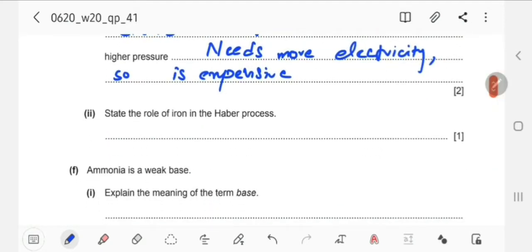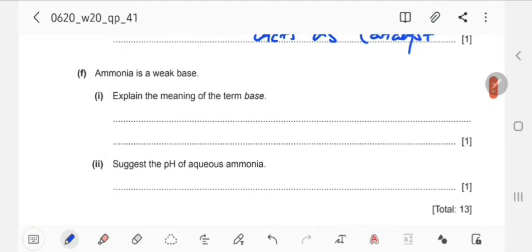State the role of the iron in the Haber process. Well, it acts as a catalyst. The iron is from the group called the transition elements, and transition elements play a role as a catalyst.